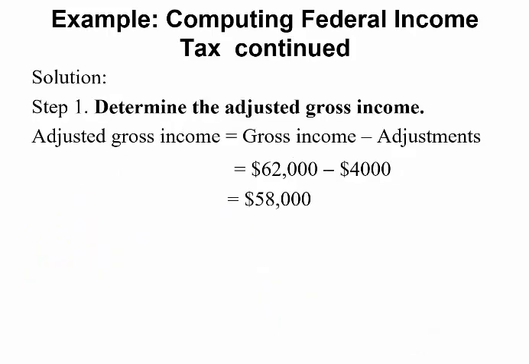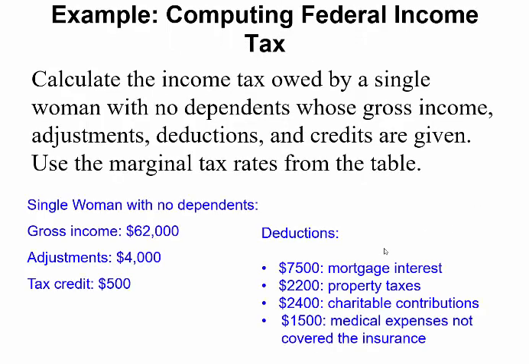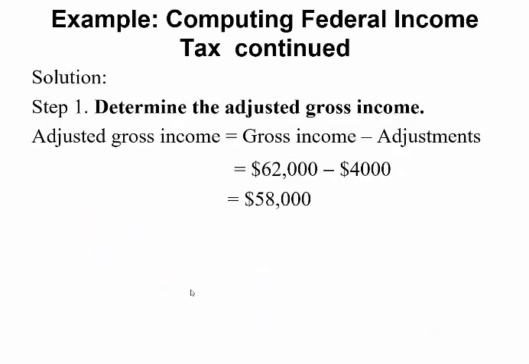Let's determine the adjusted gross income. The adjusted gross income is her gross income minus any adjustments. If you look back, she made $6,200 and had an adjustment of $400. So $6,200 minus $400, her adjusted gross income is now $58,000.